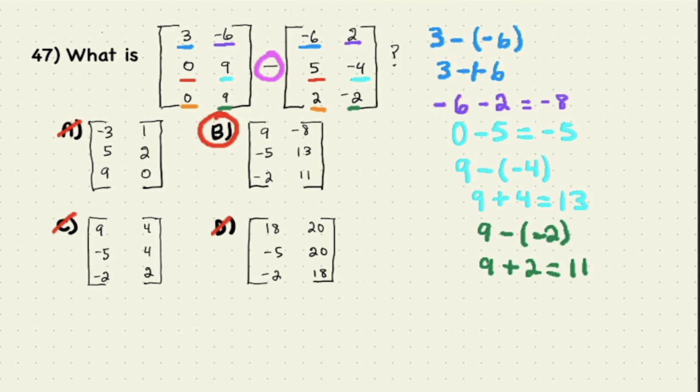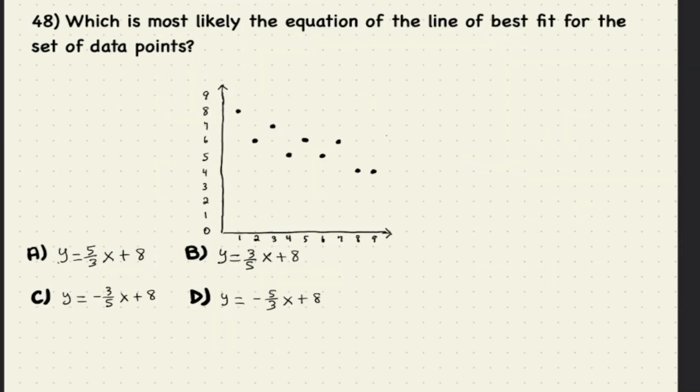All right, and let's go ahead and move on to number 48. Number 48, which is most likely the equation of the line of best fit for the set of data points. So here we have all of these data points, and what we're going to do is see if we can draw a straight line through some of the points. And remember, anytime you're drawing a line of best fit, you're going to have some points above the line as well as below the line.